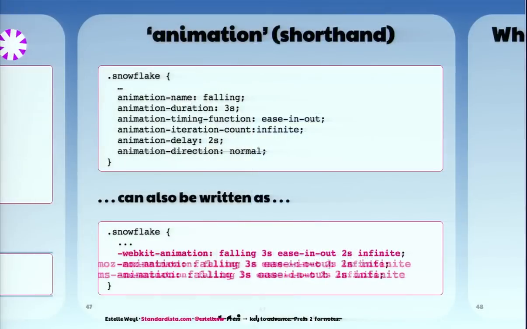And then, fortunately, we have the shorthand. So what we've done so far is animation name falling, duration 3 seconds, timing function ease out, iteration count infinite, delay 2 seconds, and animation direction normal, which I've crossed out since it's the default. I didn't have to put it in. And I just created these shorthands.